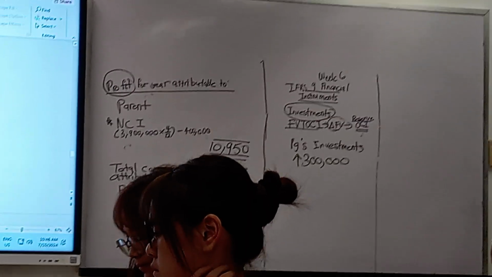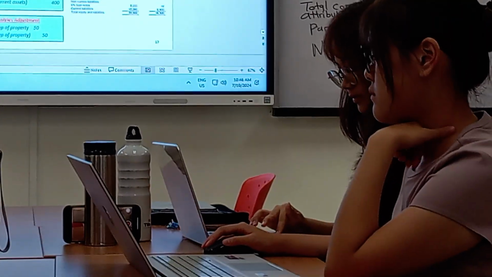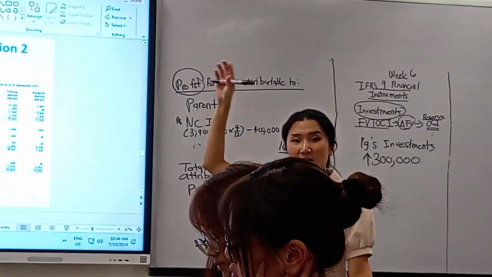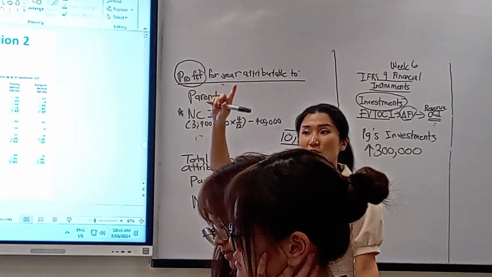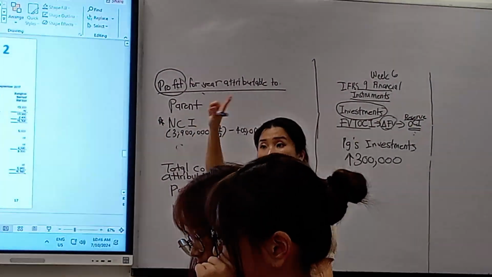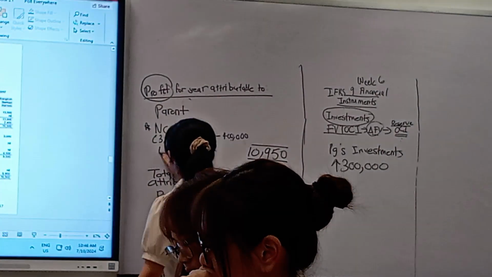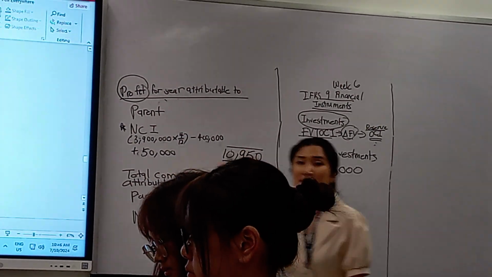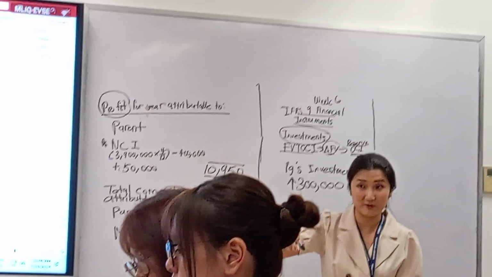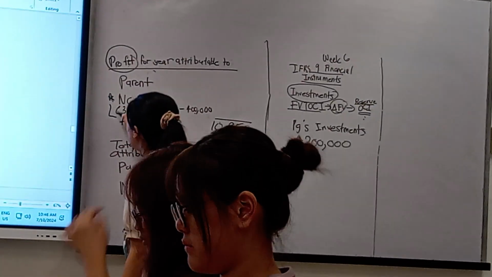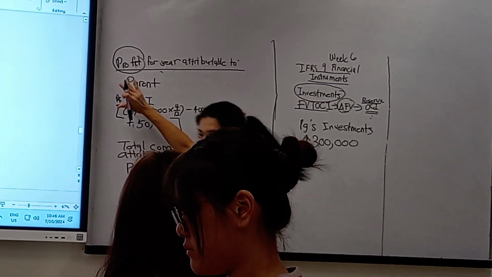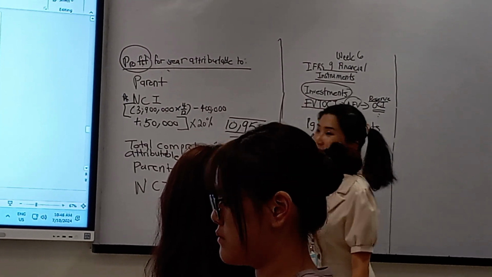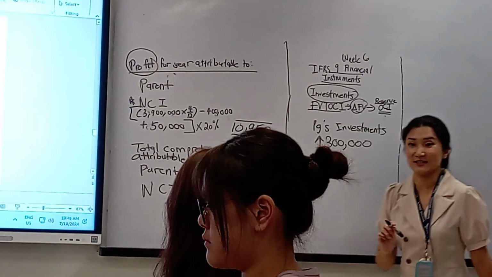Got anything else now? Remember, you have a depreciation, right? What happens if you reduce your depreciation? What happens to your profit? Your profit will go up. So you have to plus 50,000. This 50,000 is from the reduction of depreciation, and this whole formula only gets multiplied by 20% because non-controlling interest is 20%.